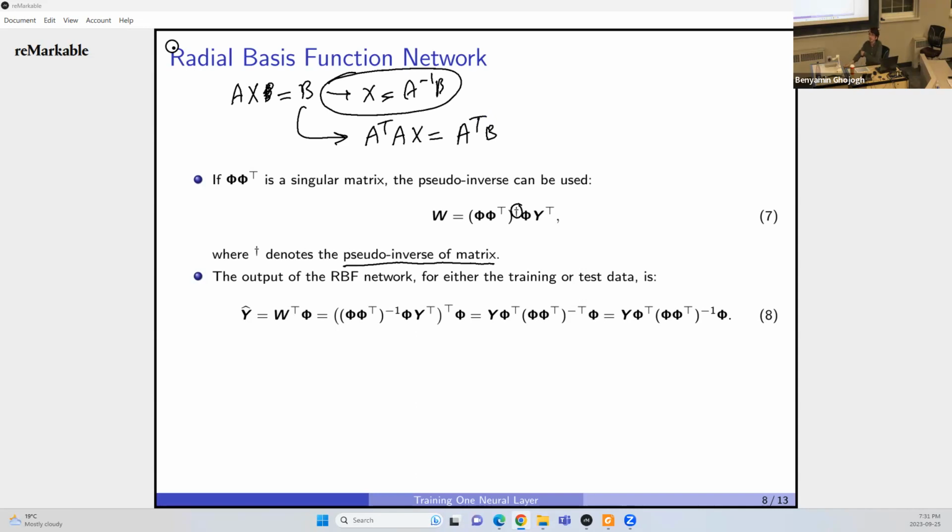Okay, left multiply the sides by A transpose. Why do we do that? What is the philosophy behind that? Don't memorize these formulas. Understand the philosophy behind them. Why do I left multiply the sides by A transpose? Because I know A might be singular, but A transpose A is not.